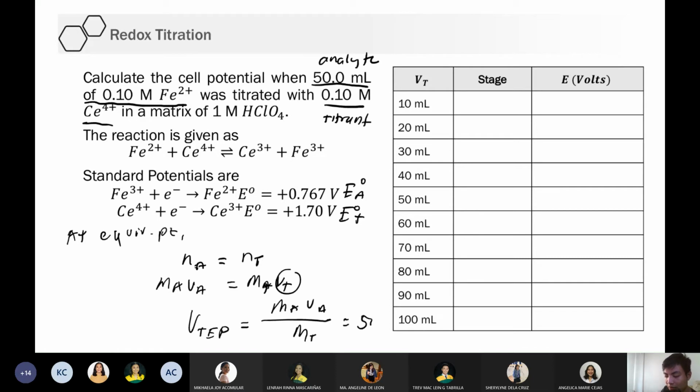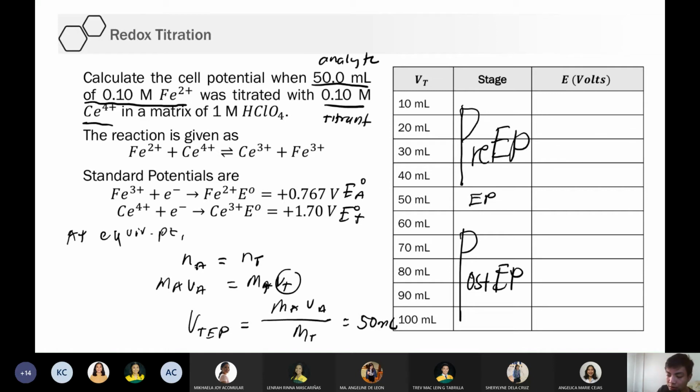And that's equal to 50 ml. Bakit siya naging 50 ml? Kasi 50 times 0.1 divided by 0.1. So 50 ml yun. So ibig sabihin, this is our equivalence point. These are the pre-equivalence point volumes. And these are the post-equivalence point volumes.